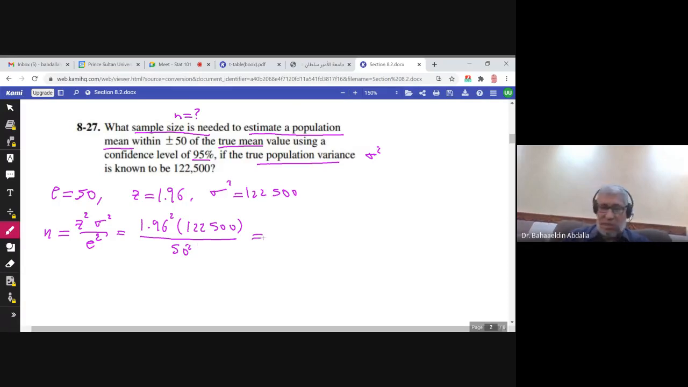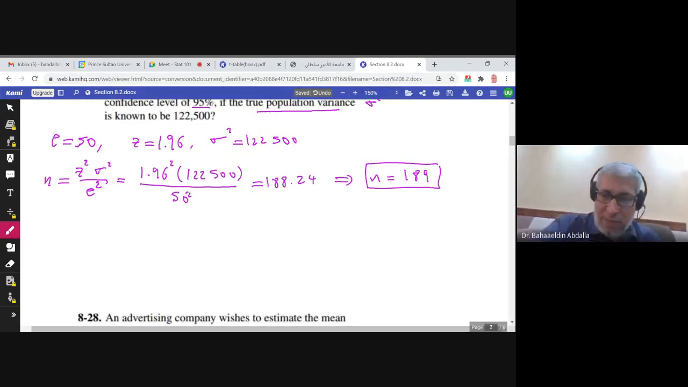You use the calculator to find the answer. 1.96 squared times 122,500 divided by 50 squared. The answer would be 188.24. Now, what is the required sample size? 189. You have to round up your answer, which is 188.24, and you choose 189.